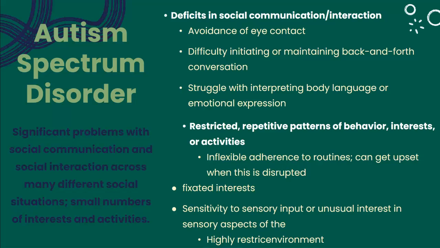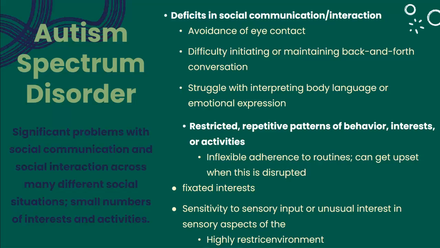Autism spectrum disorder is quite a wide range, and that's why we call it a spectrum. But it includes significant problems with social communication. Often it starts with the lack of communication in younger children, but also includes social interaction in lots of different social situations. A lot of times they have very limited and specific interests. It includes a deficit, and again, that social communication interaction. A lot of times they avoid eye contact, and have difficulty initiating or maintaining back and forth conversations.